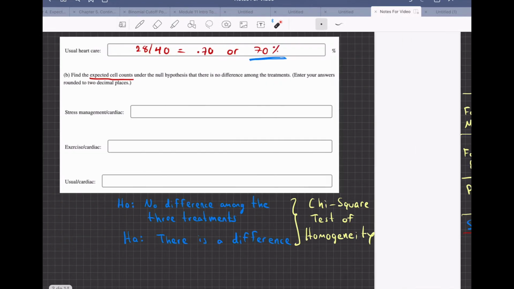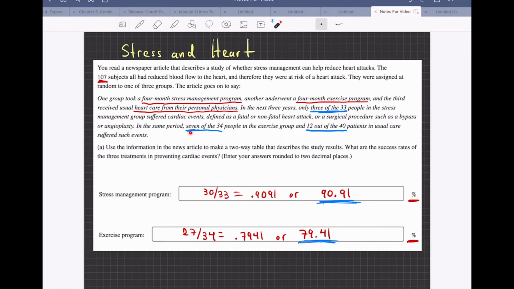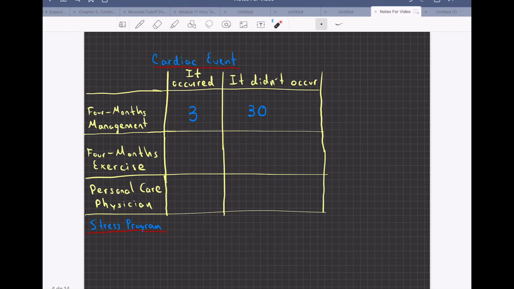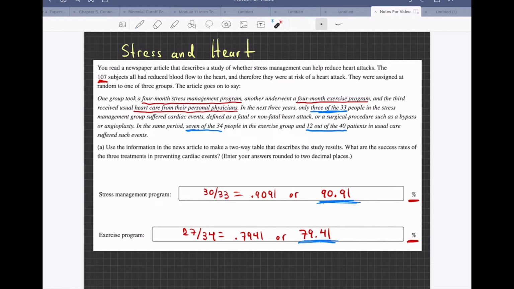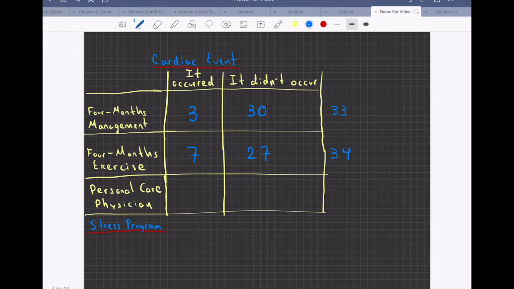For this one, it's going to be 7, if I'm not wrong. Out of 27, did not occur 27, because the sum in this way, here we have 33, here we have 34, and this is 12. And the complement is 28. And this is out of 40.